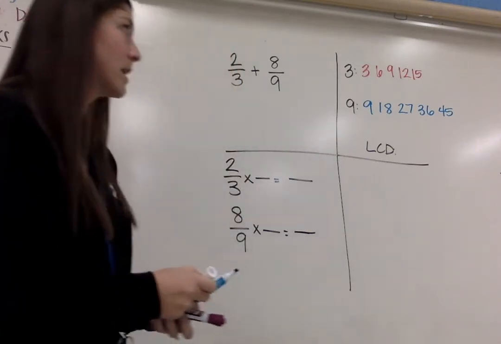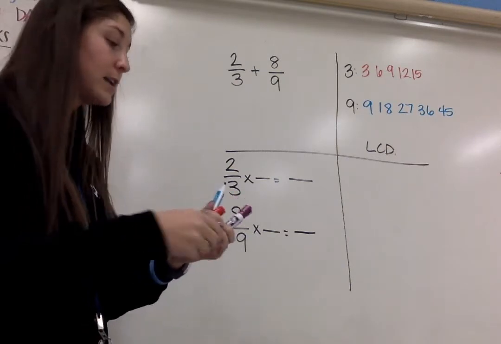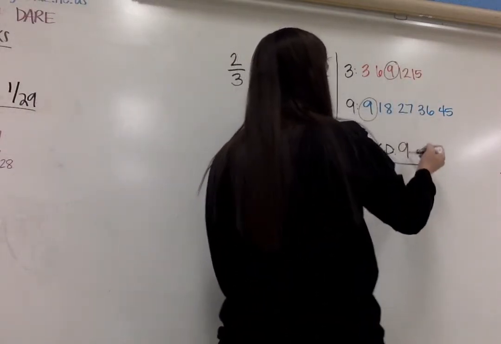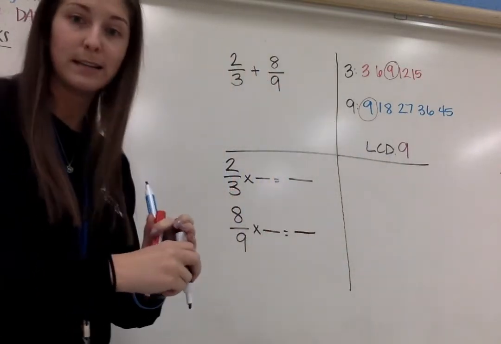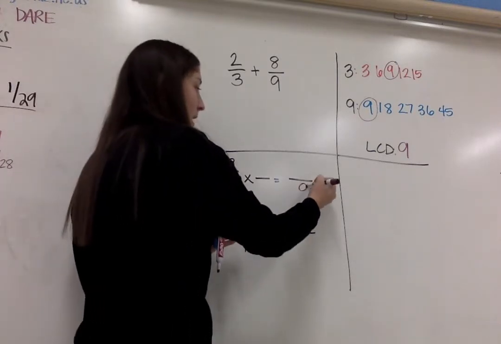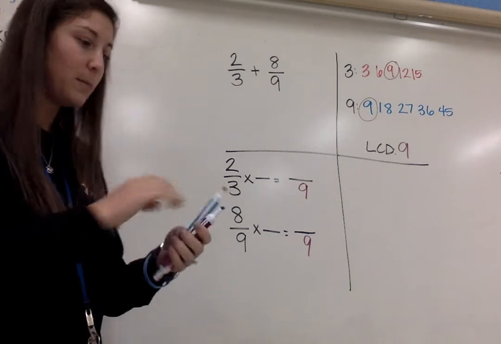Based on those right there, I see that they have the number 9 in common. So 9 is going to be my least common multiple there, or my least common denominator and least common multiple. Over here, I'm going to go ahead and write my 9 down just like that, and then I've got to figure out what I need to multiply by.